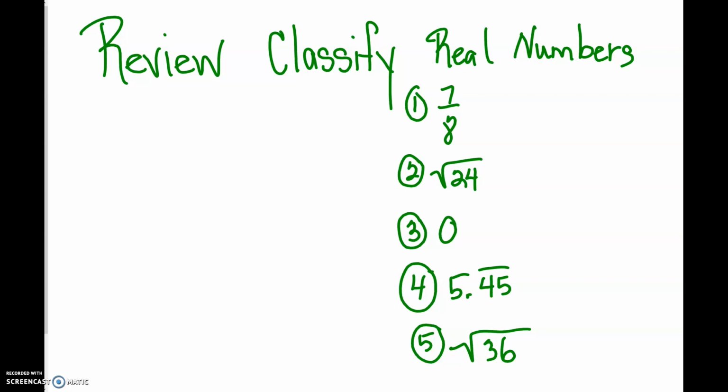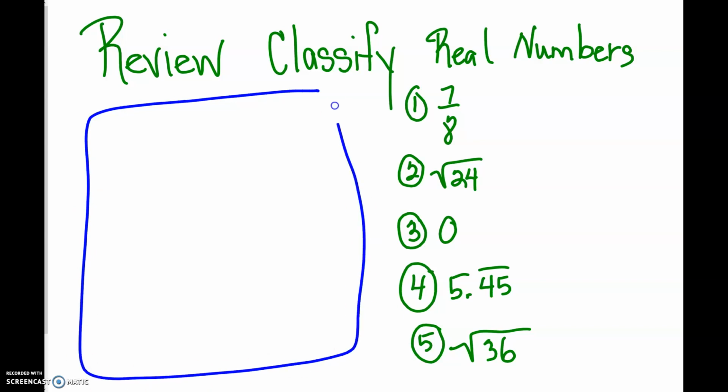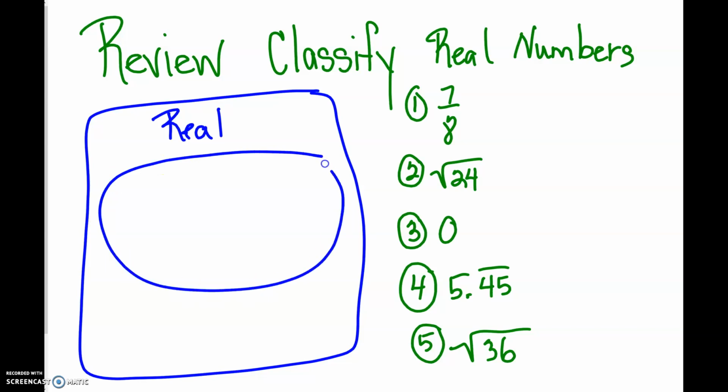Welcome to today's lesson. We're really going to be beginning lesson 1-3, which is ordering real numbers, but we're going to review classifying real numbers first. So last time we were together, we talked about a Venn diagram and that the Venn diagram and calculators are based on the real number system. Then we said real numbers are broken into two different subgroups, and one of them is irrational numbers.